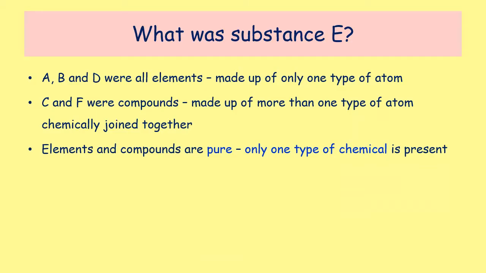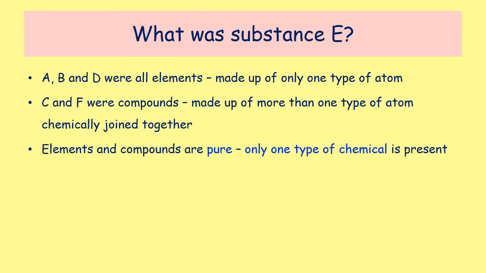So what is it? What was substance E? Well, A, B, and D were all elements, as we said, because they contained only one type of atom. C and F were compounds because they contained more than one type of atom chemically joined together. And what we would describe all of those as being pure. They only contained one type of chemical present.